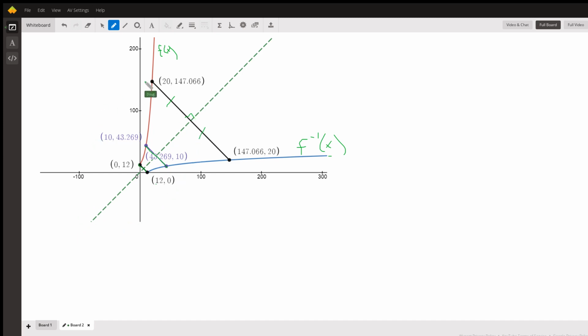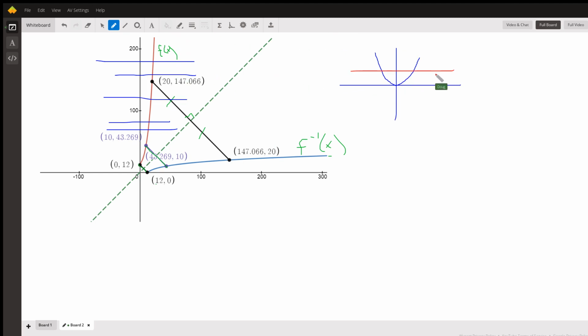And I meant to mention, for a function to have an inverse, it has to pass the horizontal line test. So this red function here has to be 1-to-1 in order for it to have an inverse function, which means it has to pass the horizontal line test. An example of a function that does not pass the horizontal line test is y equals x squared. Does it have an inverse function? No, because it does not pass the horizontal line test.